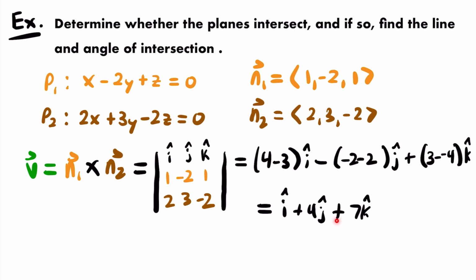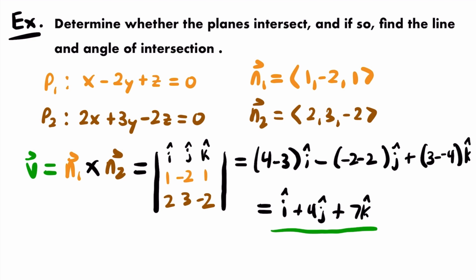All right, now this right here, that is the direction vector, vector v, for the line of intersection between these two planes. So we have one of the two things that we need to create a set of parametric equations that represent the line of intersection. The only other thing that we need now is a point. And so this is where things get a little bit tricky.